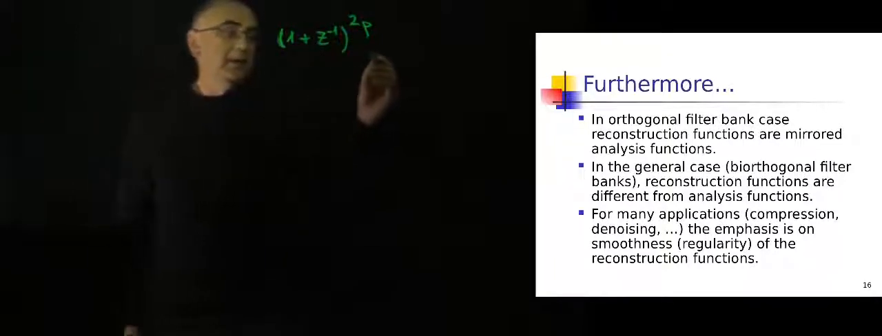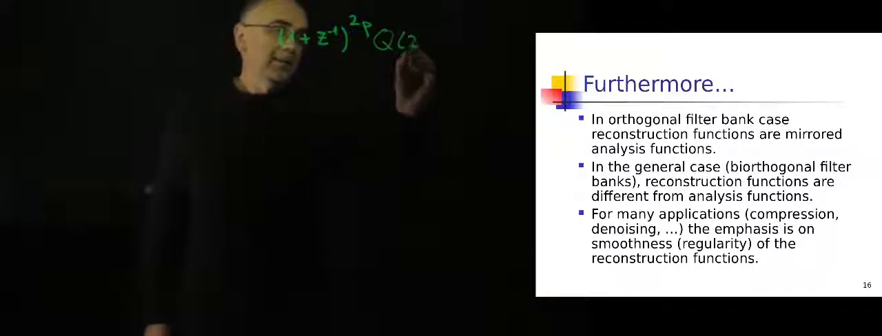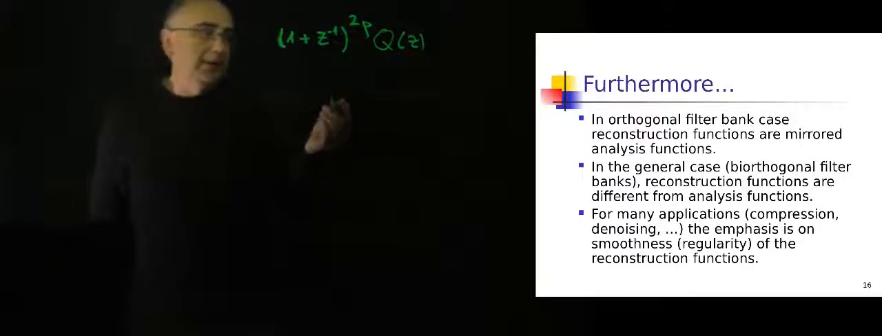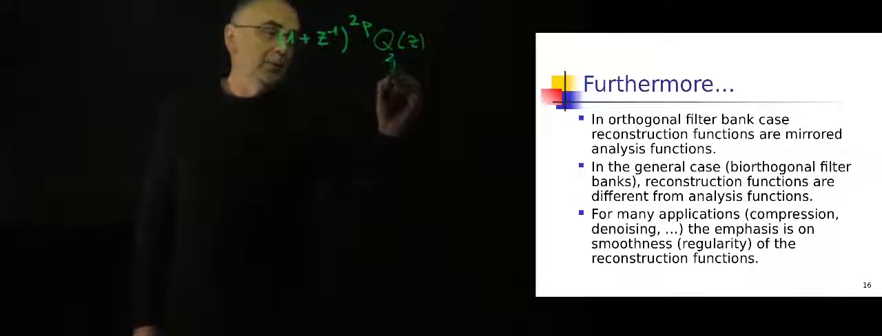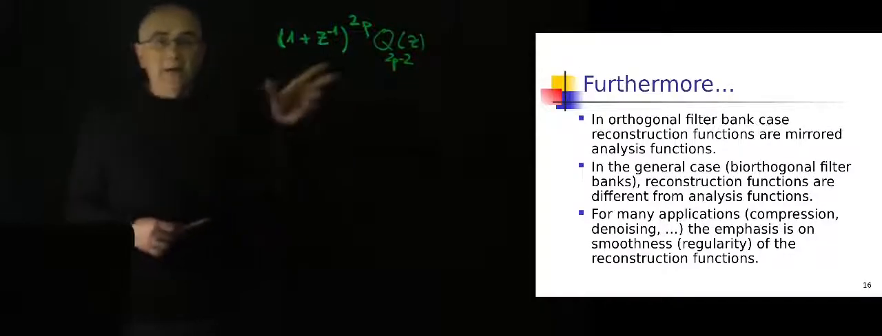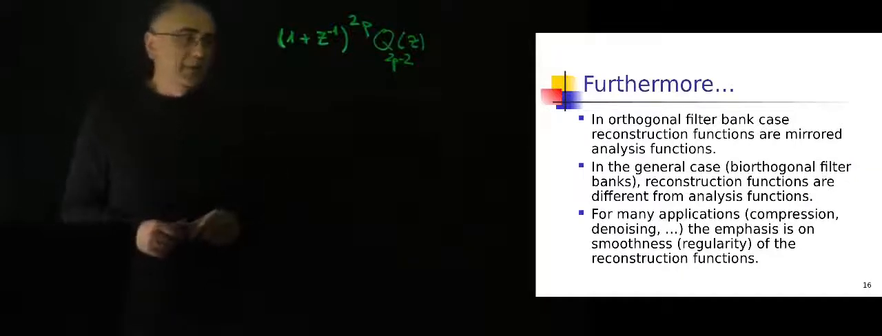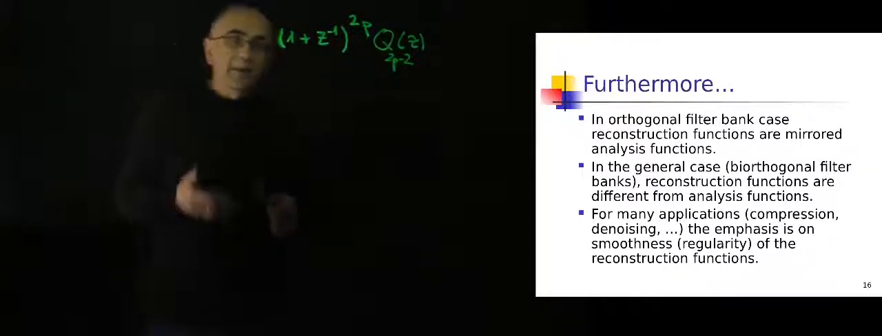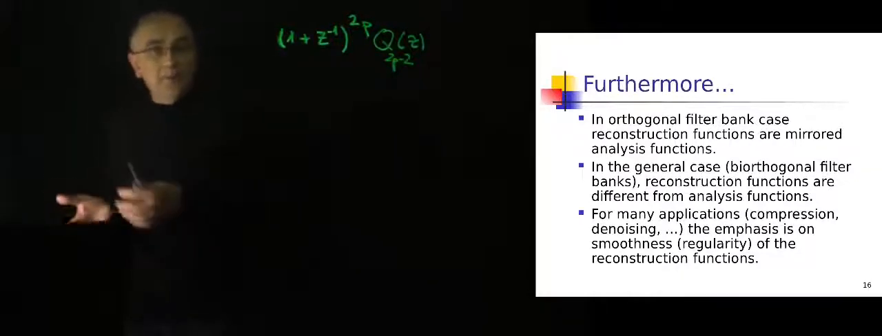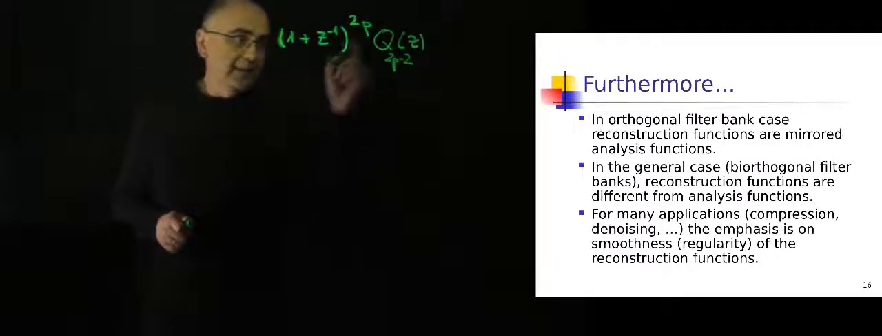And then we needed a helper polynomial. It has been shown that it must be at least 2p minus 2. That was the order of the polynomial to provide the necessary properties for perfect reconstruction. So actually, when we were talking about Haar wavelets, we fixed that p to 1.